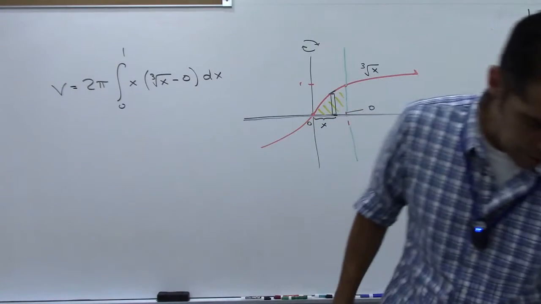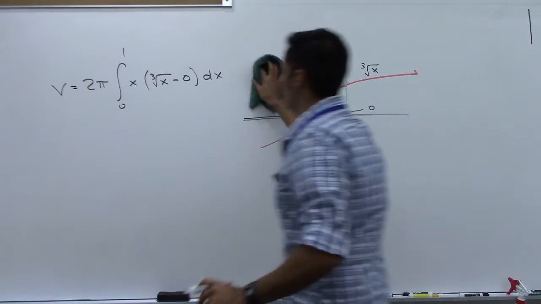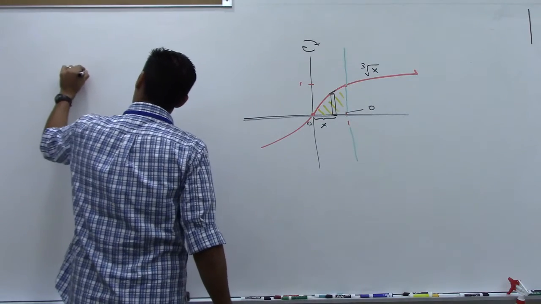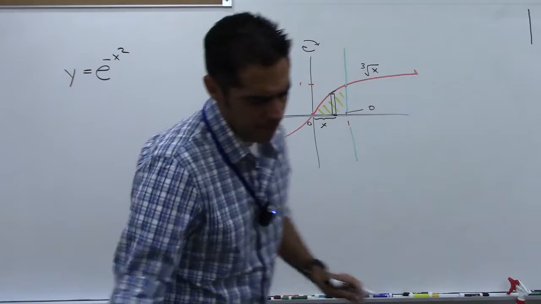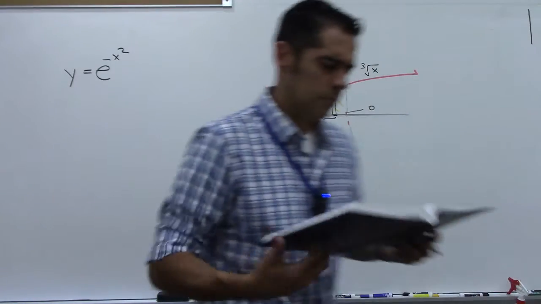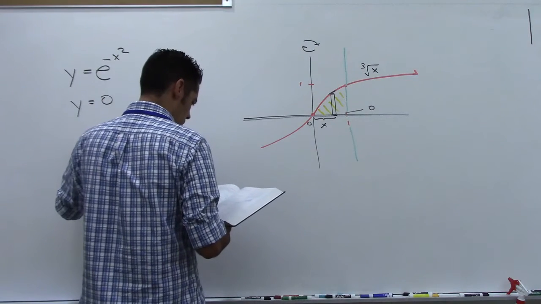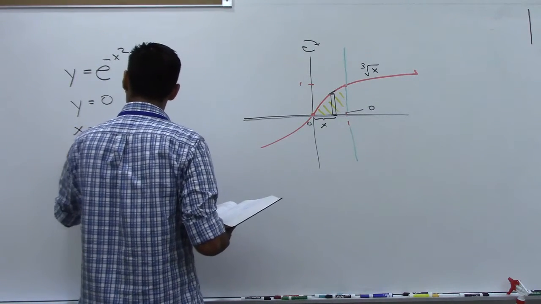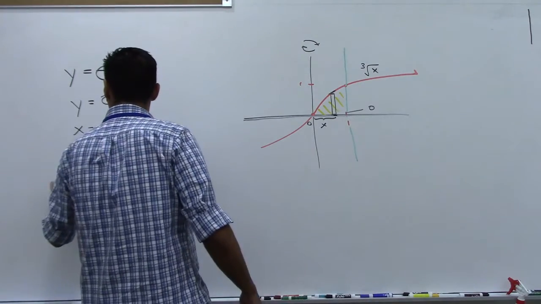All right, let's look at number 5. e to the negative x squared, y equals 0, x equals 0, x equals 1. Again, we're rotating about the y-axis.